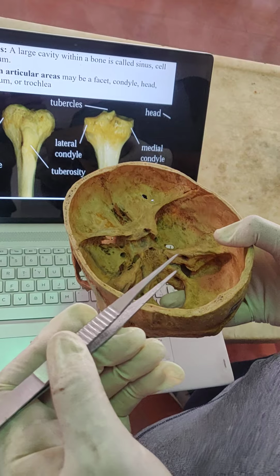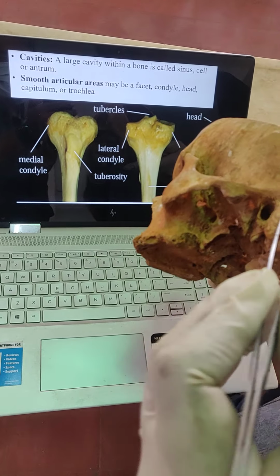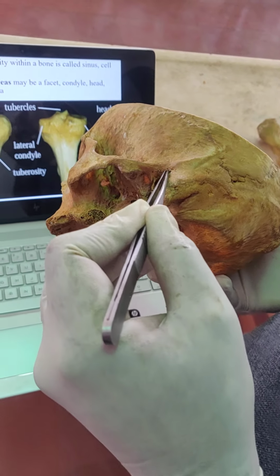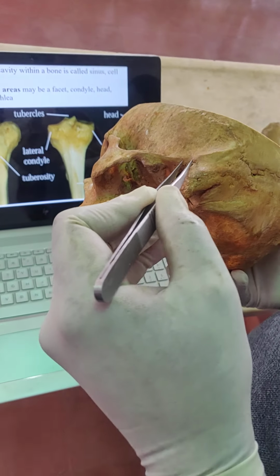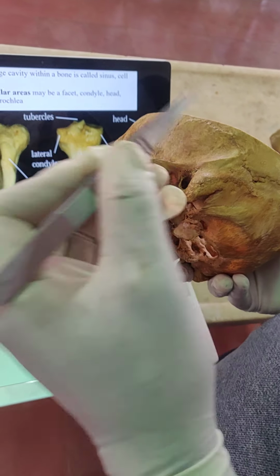In some places it is called the cell or antrum. Here inside the mastoid process there are cells, called the mastoid air cells, and the aditus to the antrum.